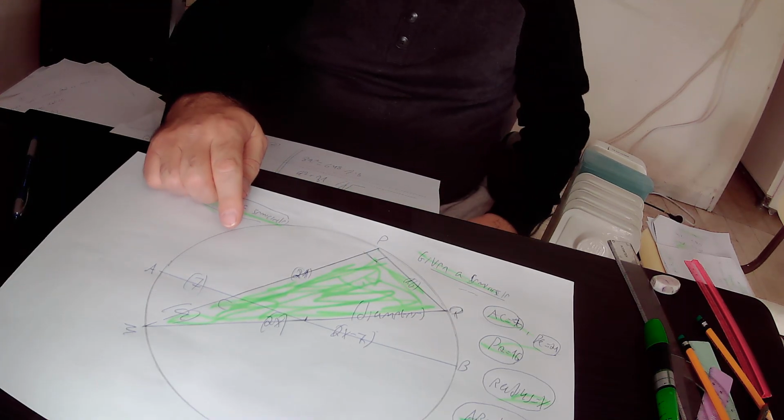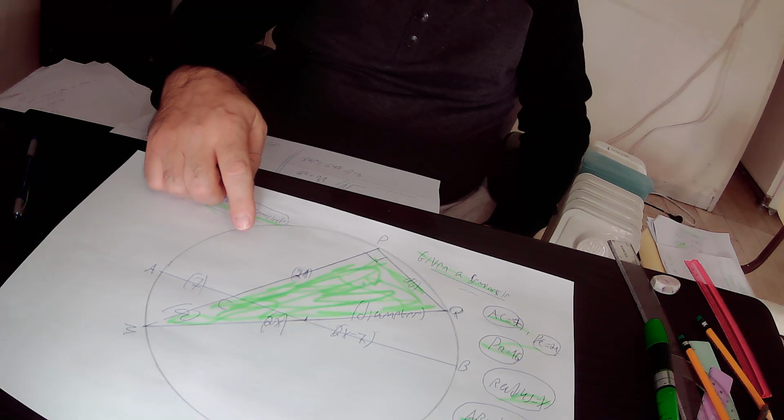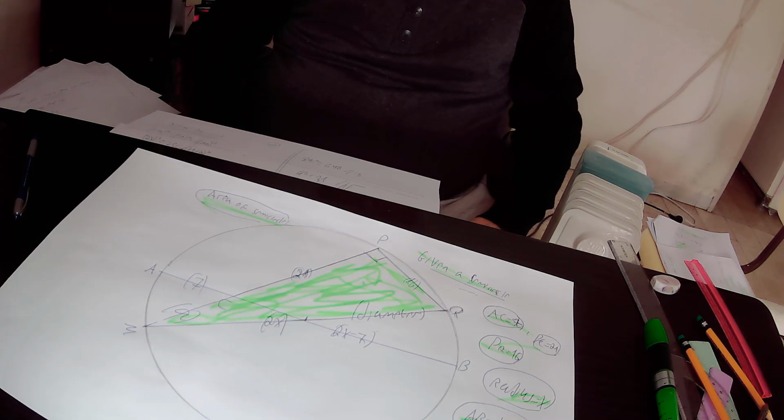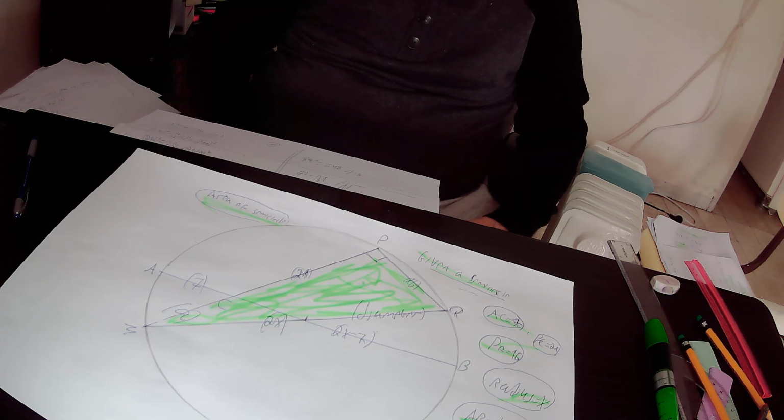In the next step, we apply Pythagoras' theorem on this right triangle PQM. According to Pythagoras' theorem, in any right triangle, the square of the hypotenuse equals the sum of the squares of the perpendicular sides.